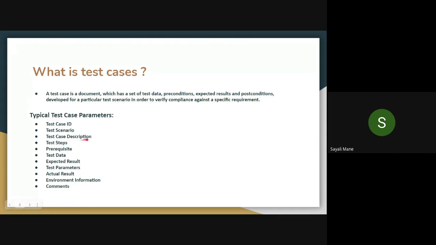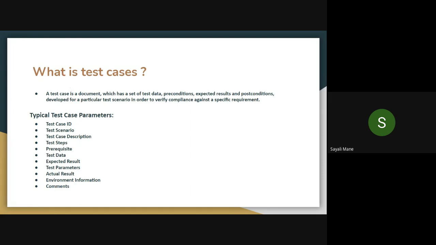Then test case description is there, which gives the detail of the test cases. The next ones are test steps, prerequisite, data, expected results, parameter, actual results, environment information, and comments. So basically, these are the test case parameters.